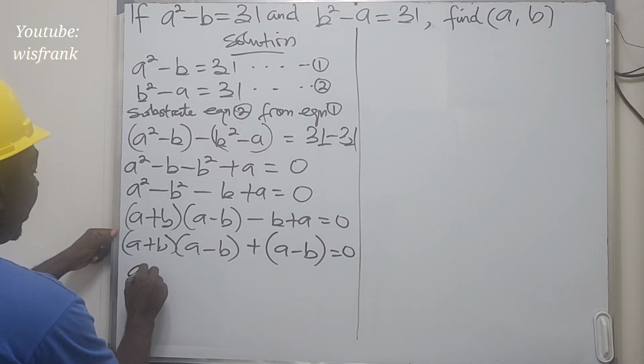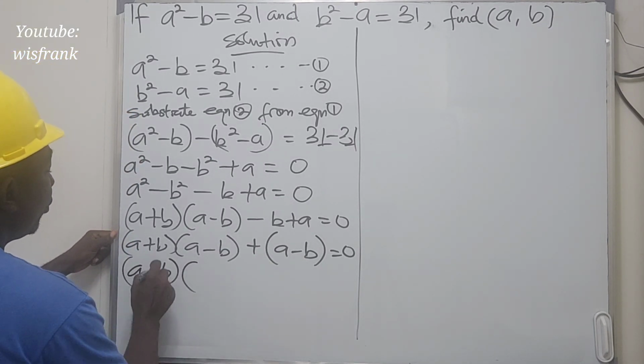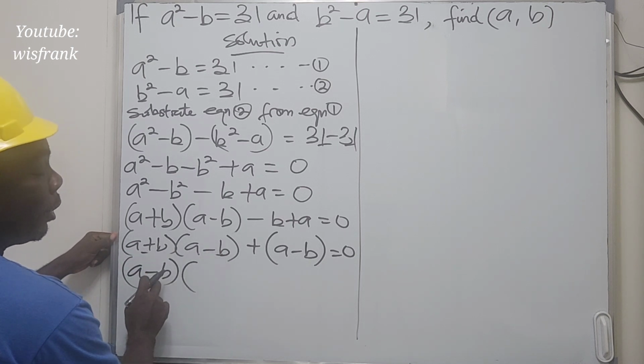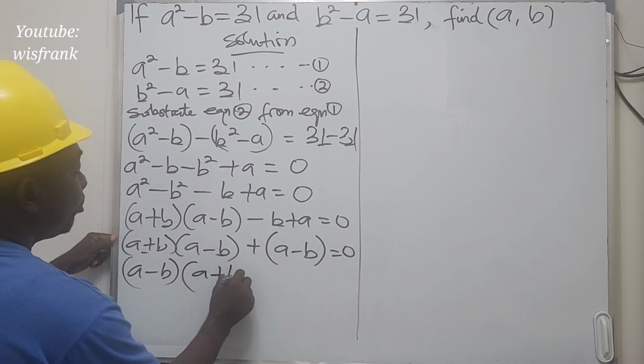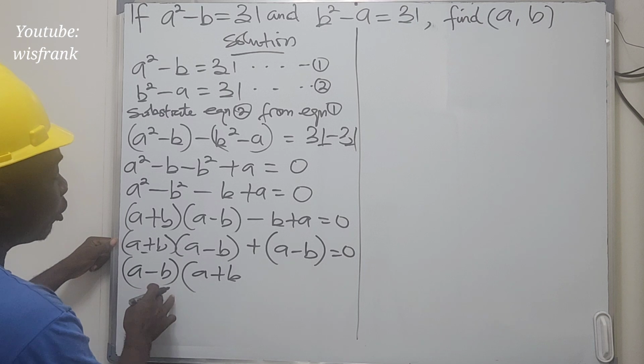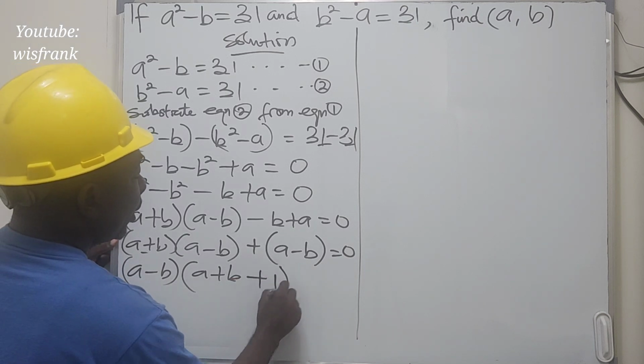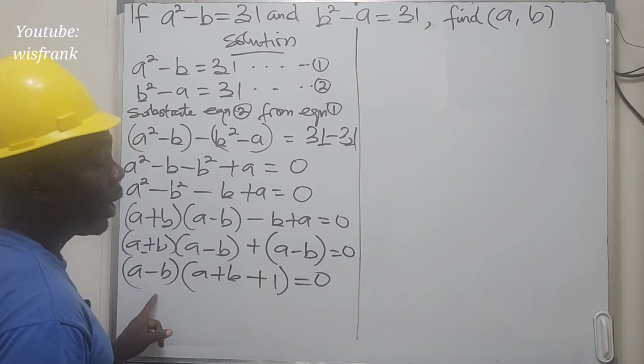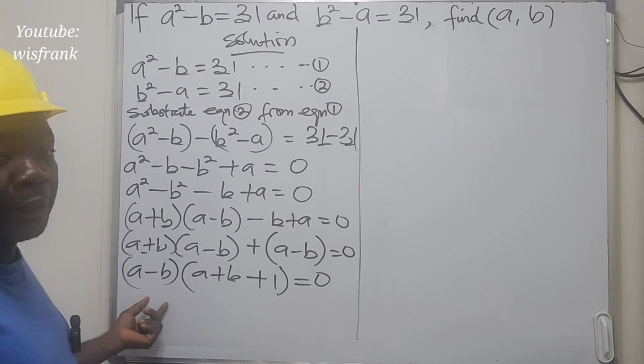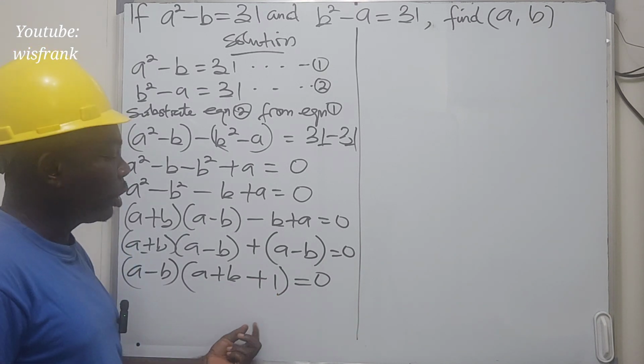So we have a minus b into the whole of here divided by a minus b will give us a plus b. The whole of here divided by a minus b will give us plus 1 equals to 0. We have two parentheses here. It is either the first one equals to 0 or the second one equals to 0.